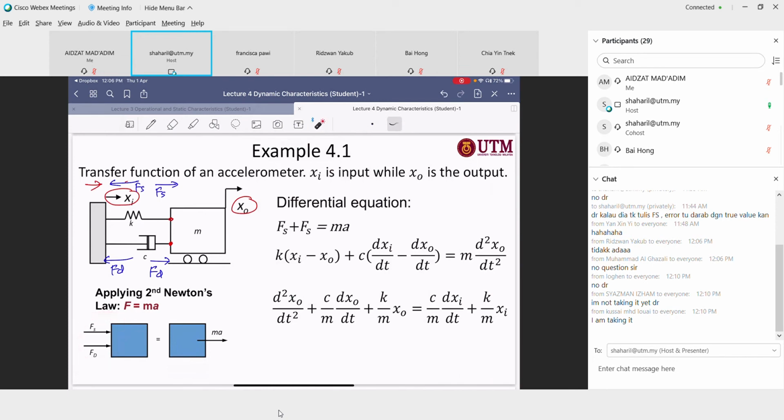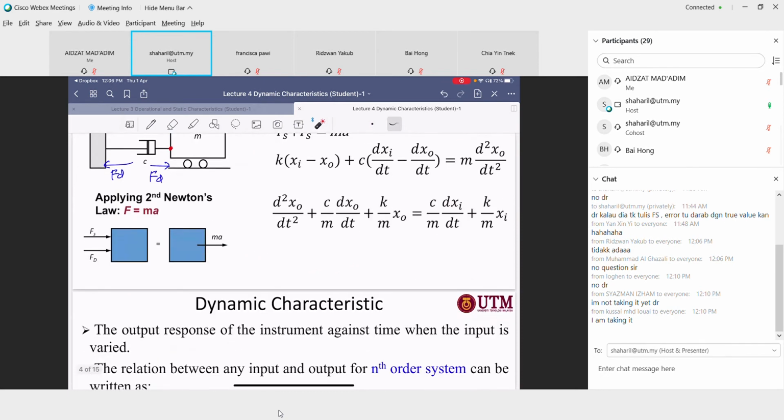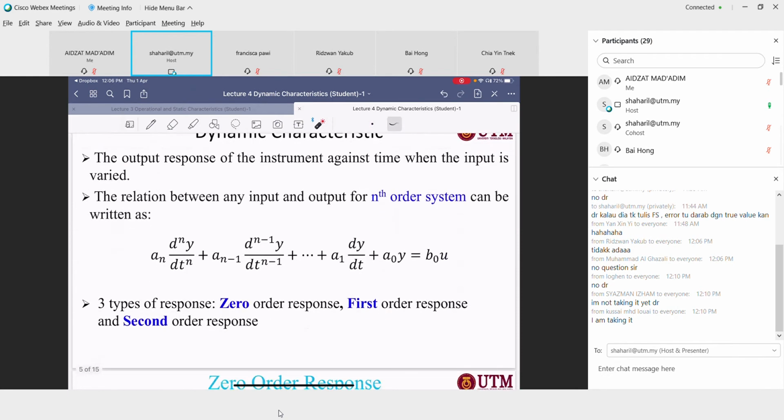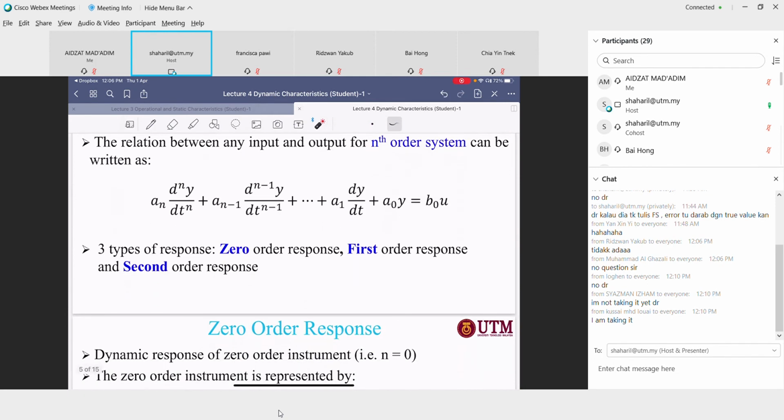Then the relationship between the mass and the acceleration we get from Newton's second law, and then we get this kind of equation. Here si is the input and s naught is the output. This one we call the differential equation. From the differential equation, we can determine the order, whether it's zero order, first order, or second order. This one you have learned in the control system.